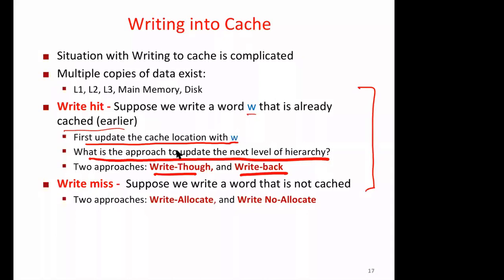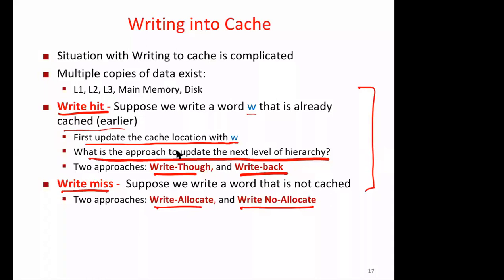And the second is called write miss, and there are two approaches. It means that what we want to write in cache, that location or the block corresponding to that location, is not there. There are two approaches, write allocate and write no allocate, that we'll study next. So now first let's look at write hit. It means that what we want to write into memory is already there in cache.